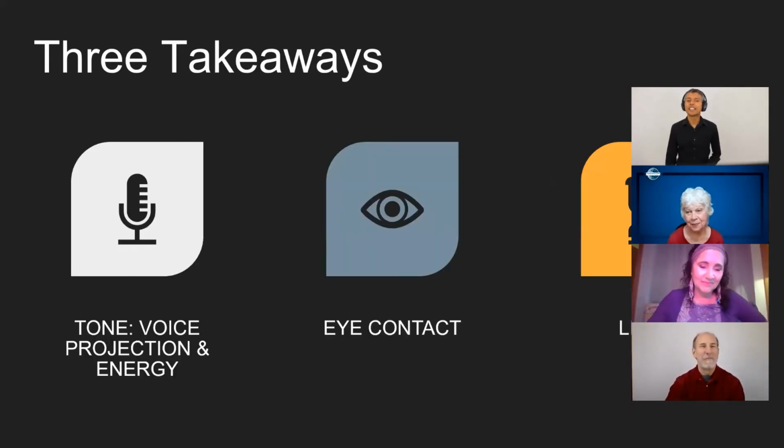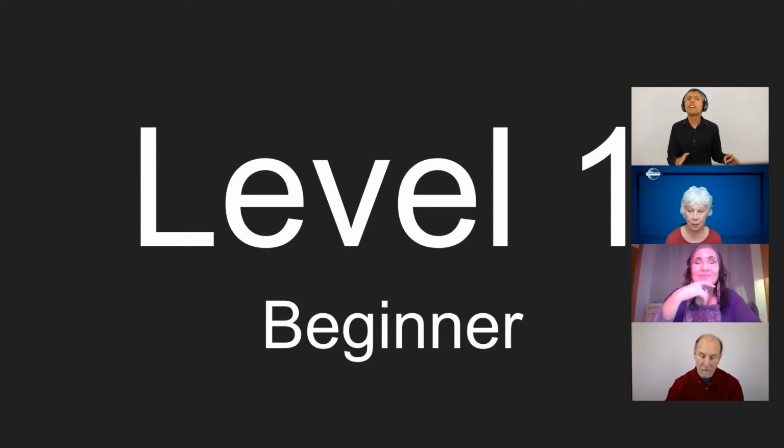So here are the three main takeaways I want you to focus on, because I'm going to show so many things that sometimes it's confusing. The three main takeaways are the tone of voice, how to project your voice and why it matters. The second thing is eye contact with the camera lens. And the third thing is lighting. Level one is just about sitting down and presenting. In level two, I'm going to talk more about standing up and presenting.